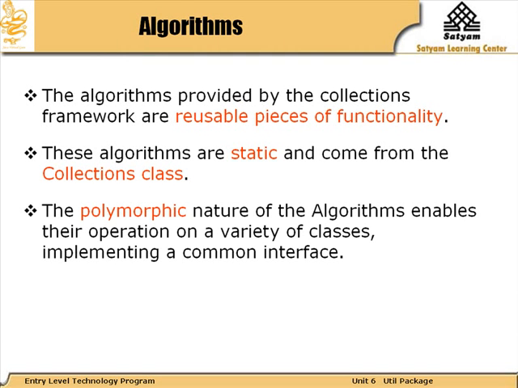The polymorphic nature of the algorithms enables their operations on a variety of classes implementing a common interface. For example, a collection can be implemented as a synchronized list such as Vector or a non-synchronized list like an ArrayList, or implemented as a set such as TreeSet or HashSet, as discussed in the previous slides.